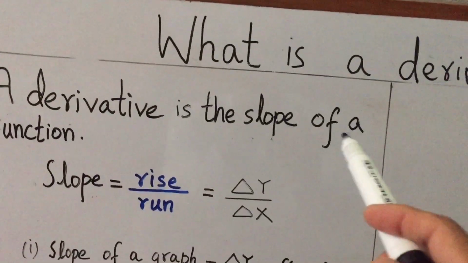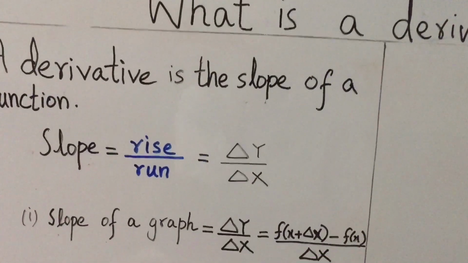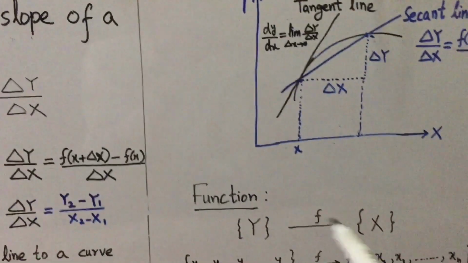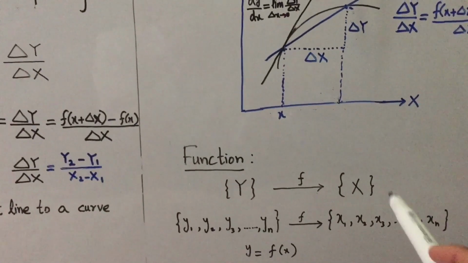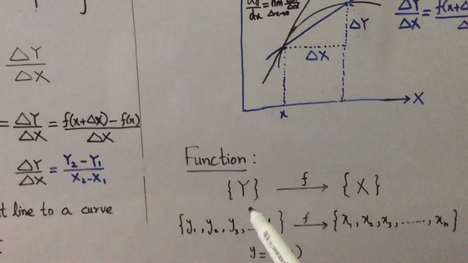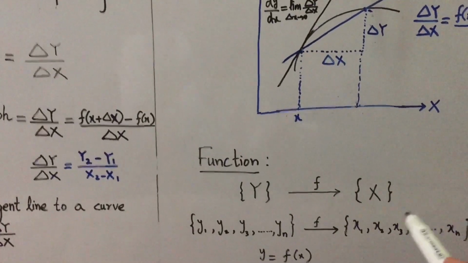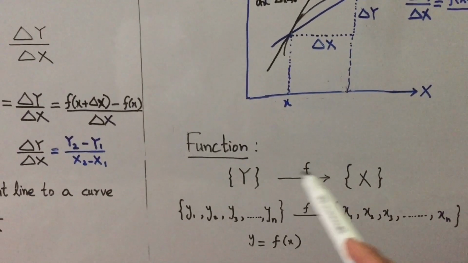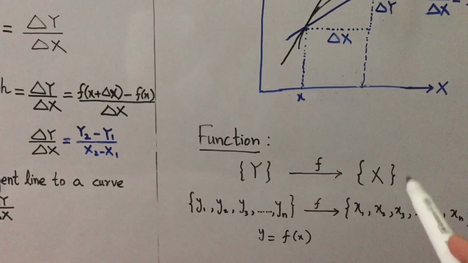In this lecture, we will study what a derivative is. A derivative is the slope of a function. We know a function is a relationship between two sets. We have two sets here: the first set is y, the second set is x. We are looking for the relation between y and x.